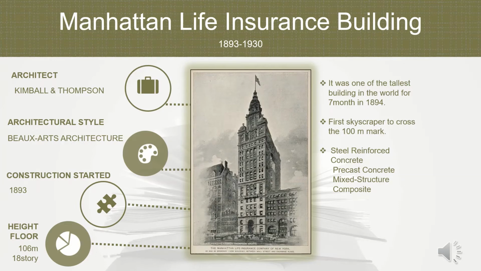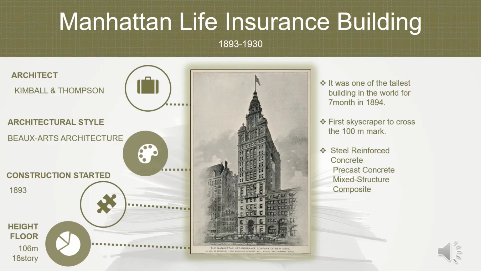The Manhattan Life Insurance Building started in 1893 and ended in 1930. It was the tallest building in the world for 7 months in 1894, and the first skyscraper to cross the 100-meter mark, at 348 feet. That's a 106-meter tower at 64 to 66 Broadway in New York City, completed in 1894. It was extended north in 1904, making its new address 64 to 70 Broadway.